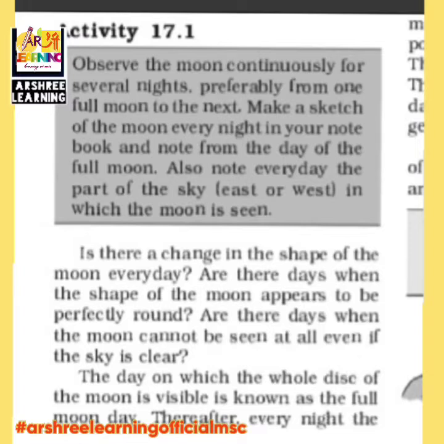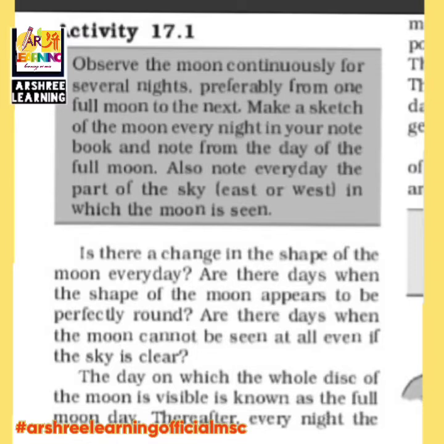The day on which the whole side of the moon is visible is known as the full moon day, and in Hindi it is called Purnamasi, where the full moon is visible. So we will get to know why it appears to be fully round. The answer is simple: the full face of the moon receives light of the sun, therefore it appears to be fully round.